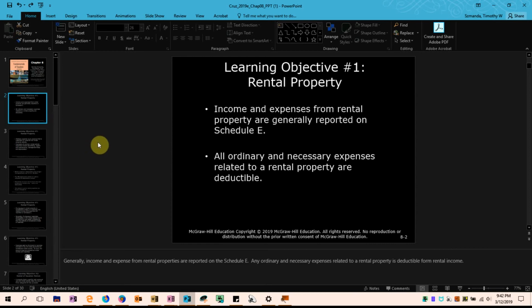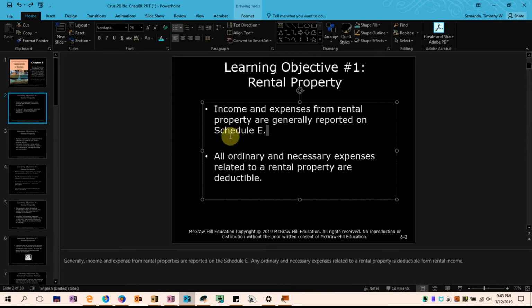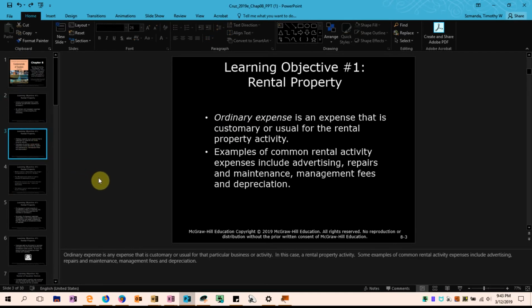So a good portion of this chapter does deal with rental income and how it's handled. We report generally our income related to rental properties on Schedule E, and any expense that relates to generation of that income is also reported on Schedule E. There's an exception to this, and that is that if the taxpayer is in the business of renting real estate, that's what they do for a living, then it wouldn't be reported on Schedule E, it would be reported on Schedule C, like any business.